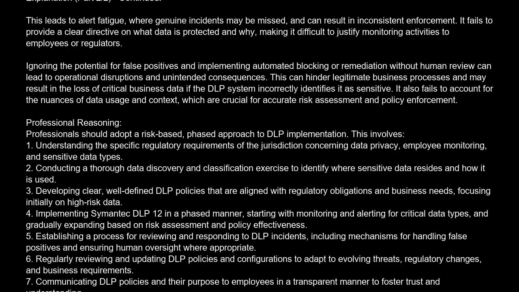6. Regularly reviewing and updating DLP policies and configurations to adapt to evolving threats, regulatory changes, and business requirements. 7. Communicating DLP policies and their purpose to employees in a transparent manner to foster trust and understanding.